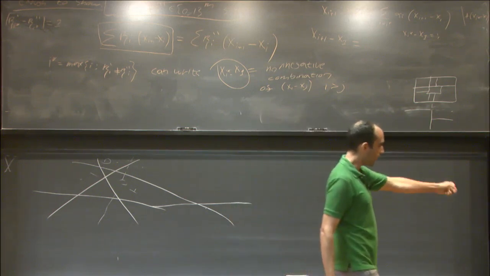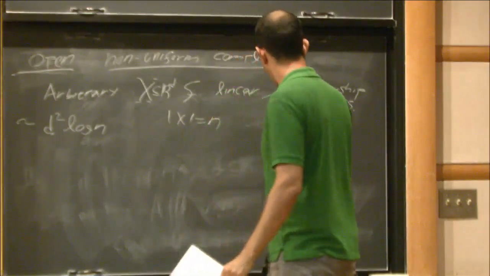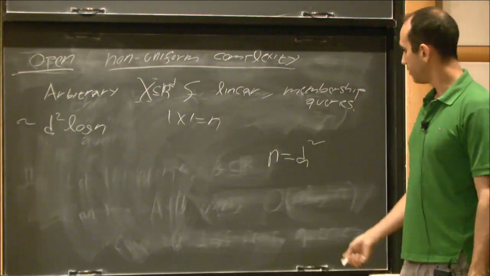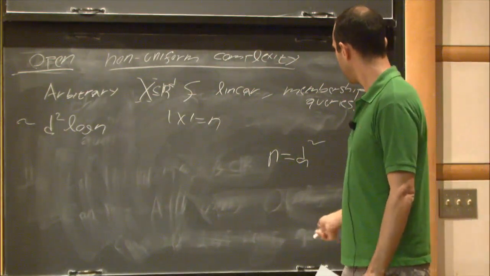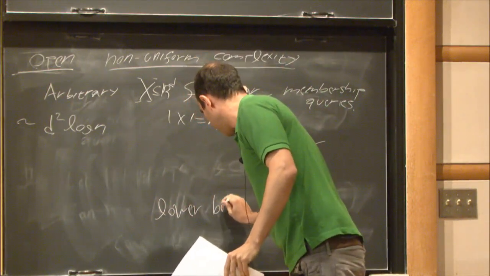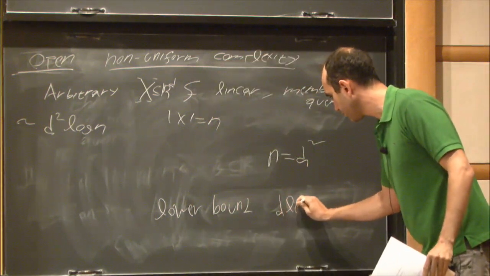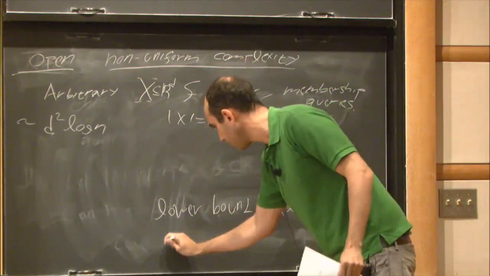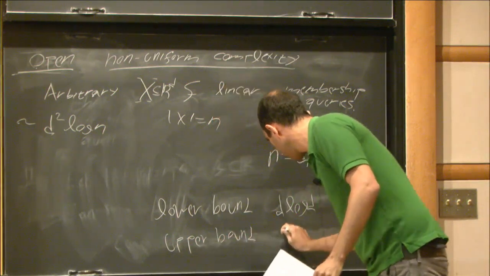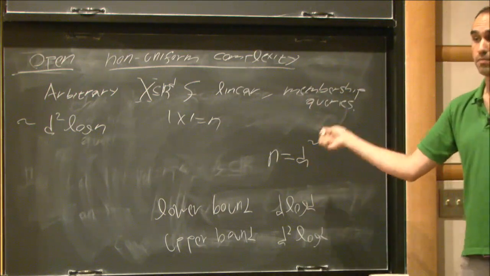And the nice thing is that we also have the same kind of gaps, right? So if you take n to be d square, so d log n, the lower bound is d log n. D log n is just d log d. And the upper bound is d square log n, this is d square log d, roughly. So we exactly have this quadratic gap.